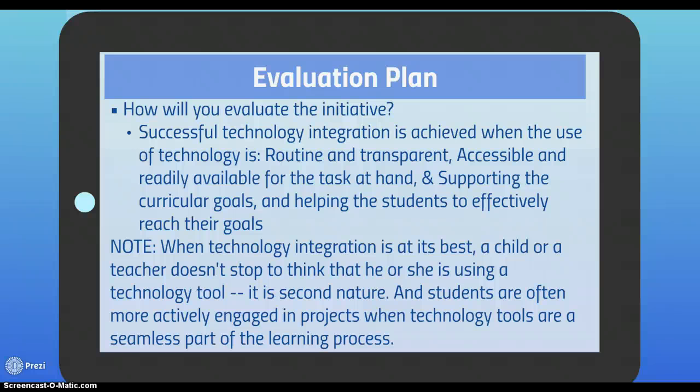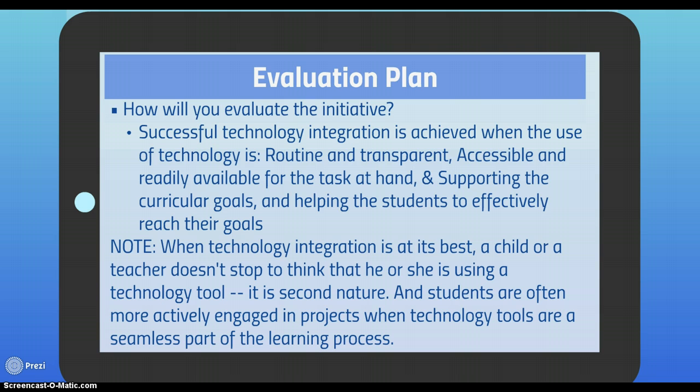When technology integration is at its best, a child or teacher does not stop to think that he or she is using the technology tool. It's firsthand, it's second nature. Students are often more actively engaged in projects when technology tools are seamless and a part of learning. It just flows through the classroom. It's not, okay, let's take 5 minutes, get ourselves set up on the technology, and then go back to what we were doing. It should just be a flow through the classroom.